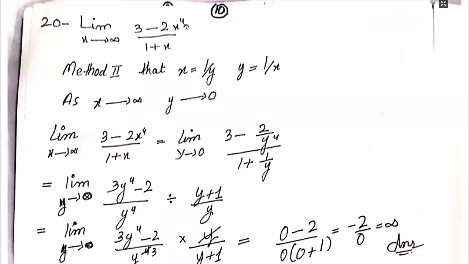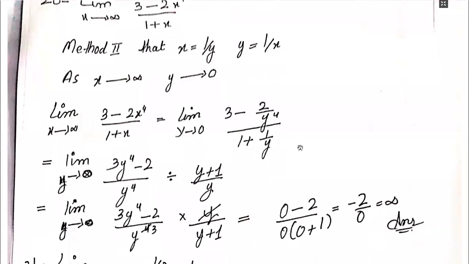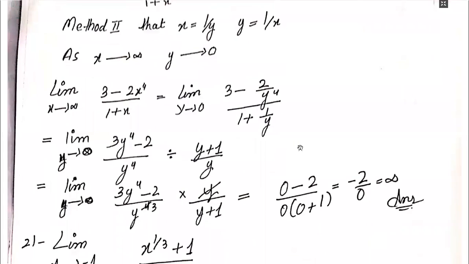Again here, there are two ways to solve this problem. First, you take the highest power common from numerator and denominator, then you solve. And second way, you suppose x equals 1 upon y, or y equals 1 upon x, then substitute the values here and solve. The result in both methods will be the same.